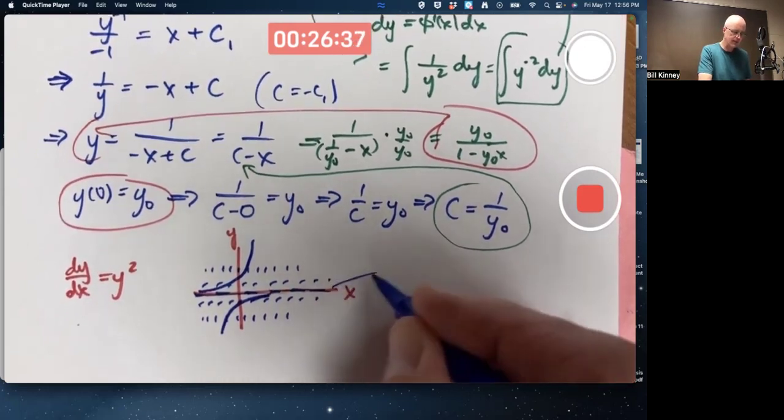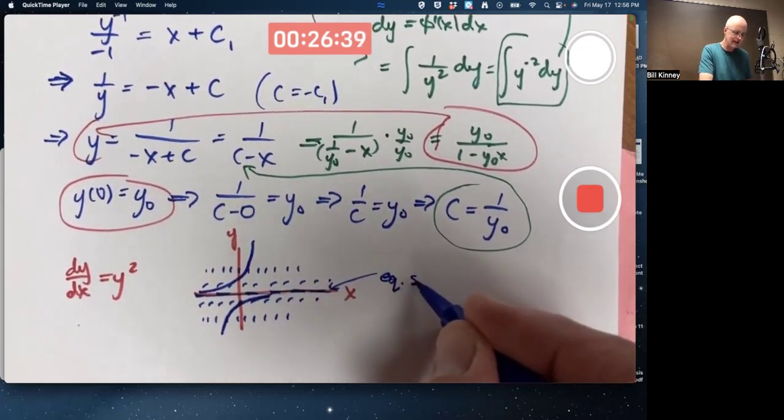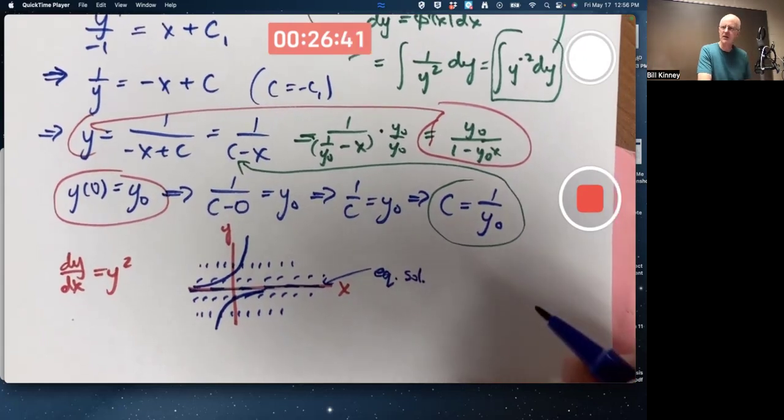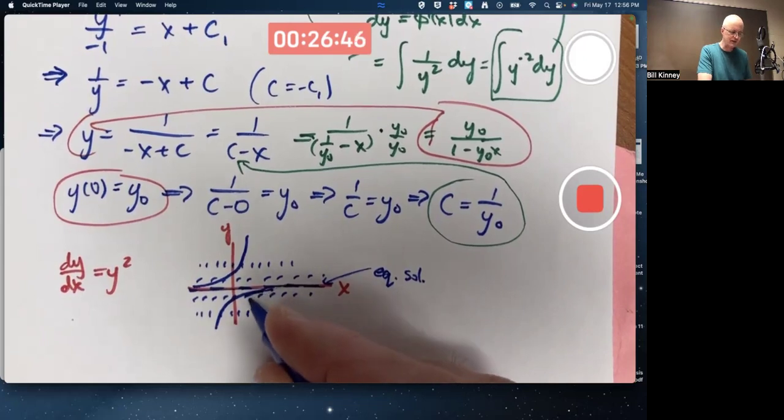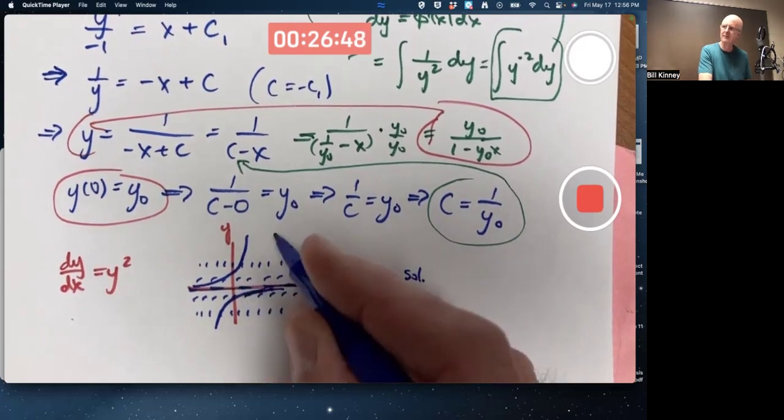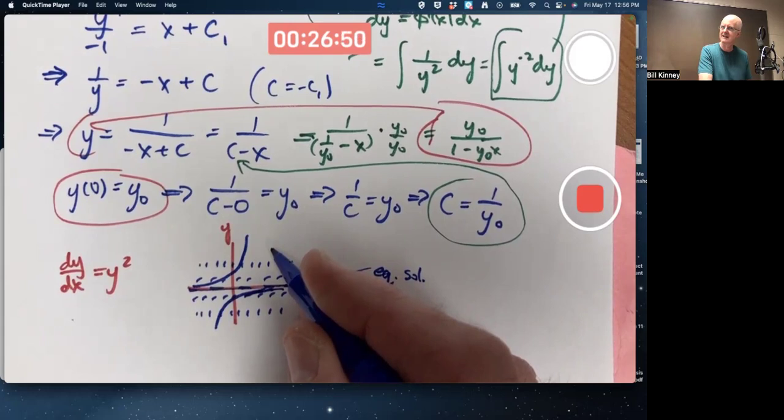Yes, this is an equilibrium solution. Is it stable or unstable? It's sort of both. It's approaching it from below and going away from it above. It's sort of like both stable and unstable.